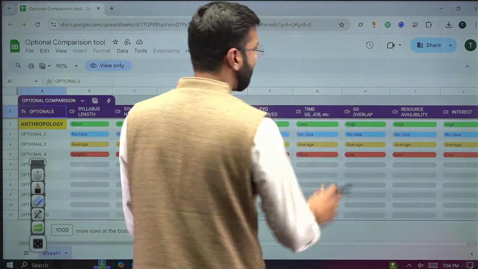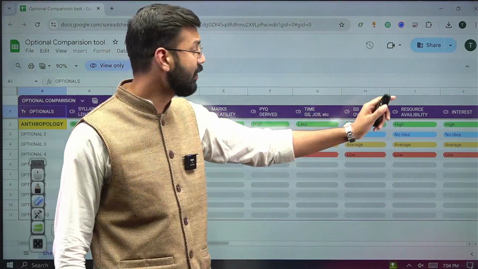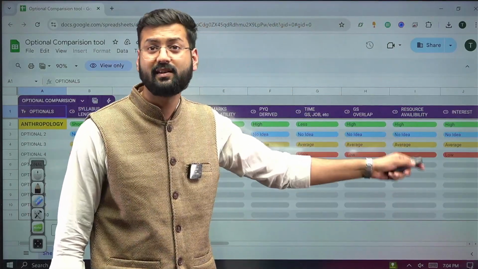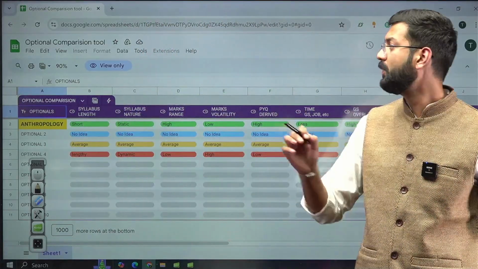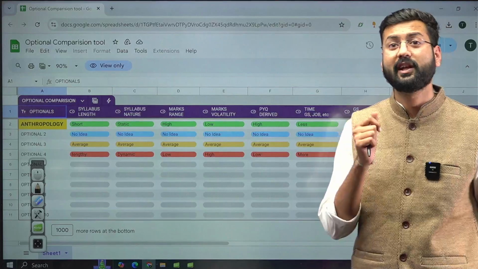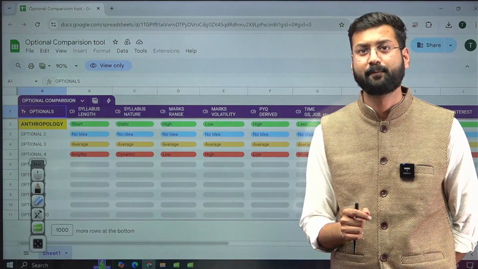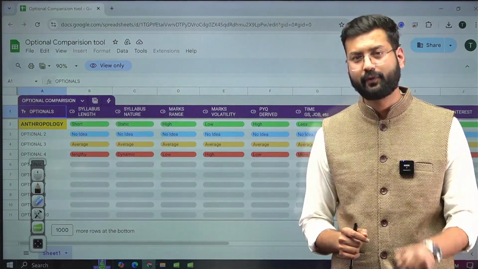What is the overlap with GS? What is the resource availability? And what is the interest? How interesting is it? With this optional comparison tool, you will be able to judge properly. So thank you so much for watching.